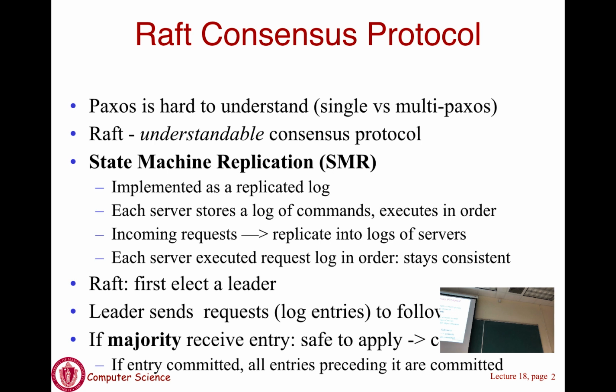But by and large, it was proposed as a way to provide consensus, but in a more understandable fashion, because Paxos, as you will see, is very hard to understand and reason about. So what Raft does is it implements something called state machine replication, or SMR. The very basic idea of what SMR is, if you have a set of replicas that are receiving requests, you essentially want to order the requests and process the requests in exactly the same order.